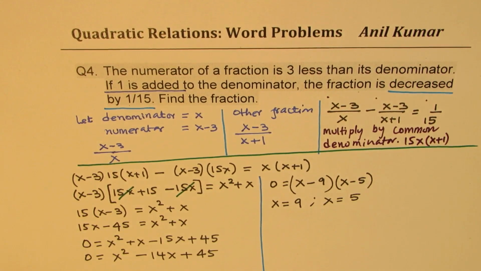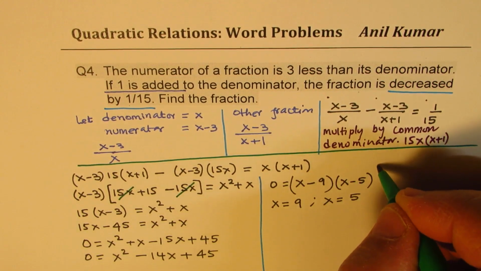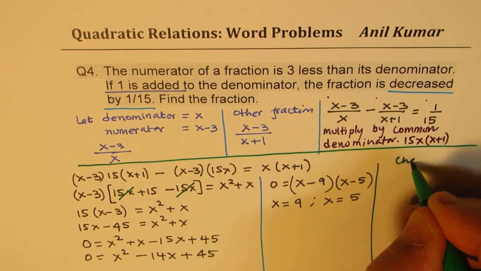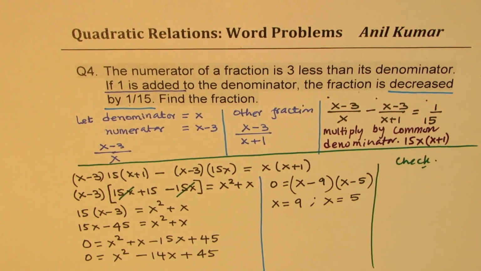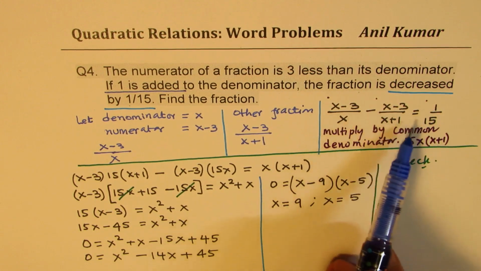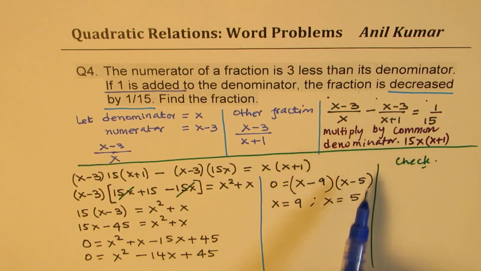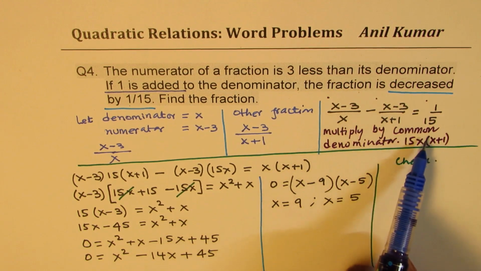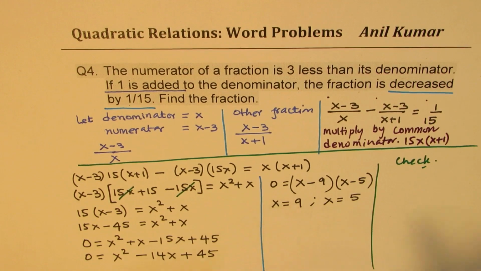Now, in quadratic equations, you have to always check your solutions. Which one is correct? That is to say, when I substitute 9 here, do I get 1 over 15 as a difference? When I substitute 5 here, do I get 1 over 15 as my answer? So let us check.